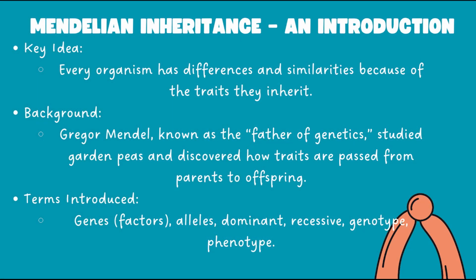Ever wondered why you might look similar to your family members, yet you still have your own unique traits? It's all about genetics. Gregor Mendel, the father of genetics, studied garden peas and discovered that traits are passed on from parents to offspring in predictable ways. He introduced us to key terms like genes, alleles, dominant, recessive, genotype, and phenotype.